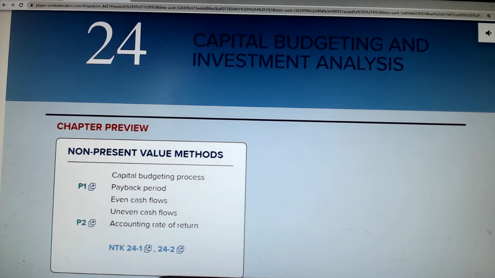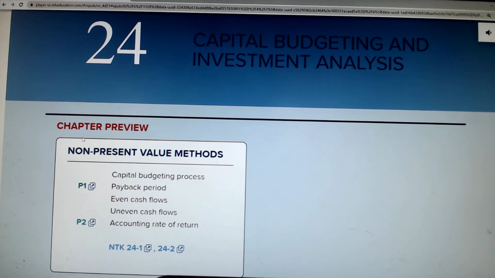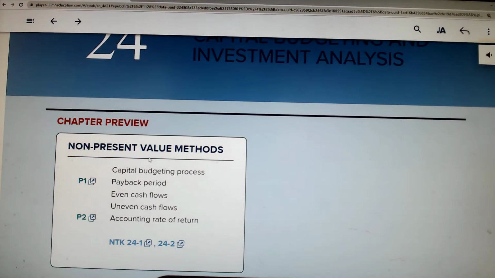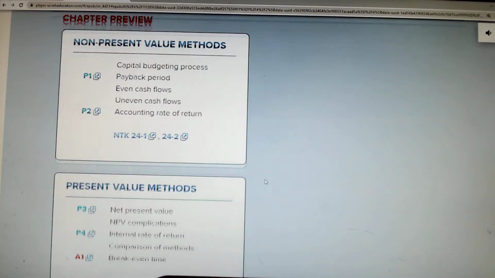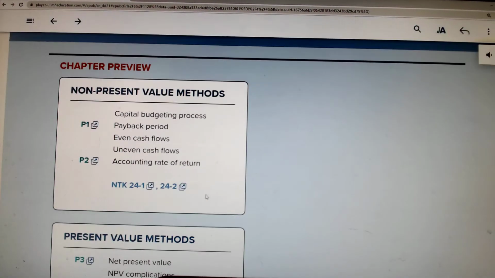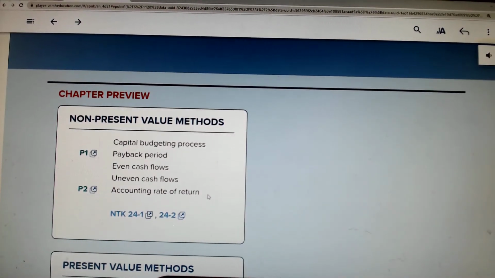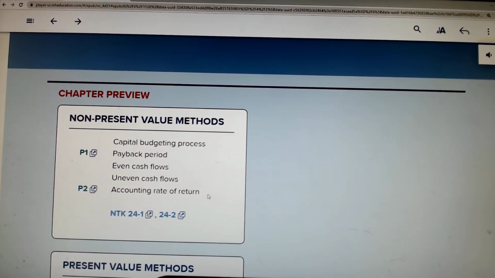Now we're going to look at 4 different methods for evaluating alternatives, and I foresee this chapter being broken down into 2 videos, because the chapter is broken down into really 2 sections. There's the non-present value methods, and then there's present value methods. And what present value means is taking into account the time value of money. And I know that that's maybe a new concept to a lot of you. Some of you might have already had some classes where they've introduced that concept.